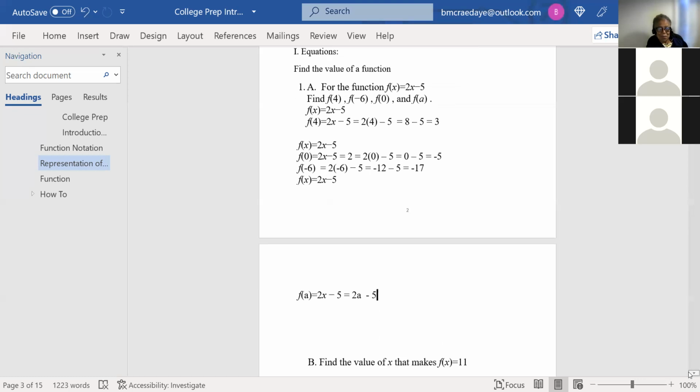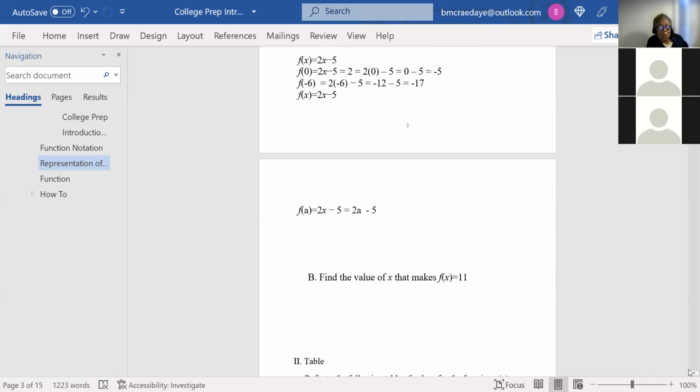So that was for equations. Now we can also be given our function value and define the variable. We were substituting for the variable, but what if your function value is given and you need to find the variable? Find the value of x that makes f of x 11.